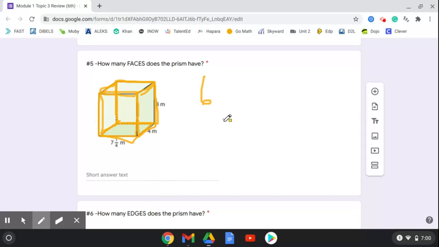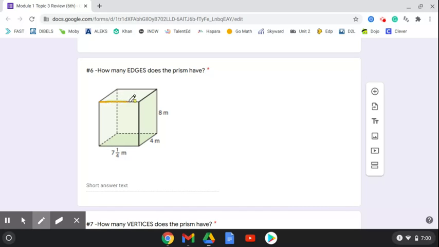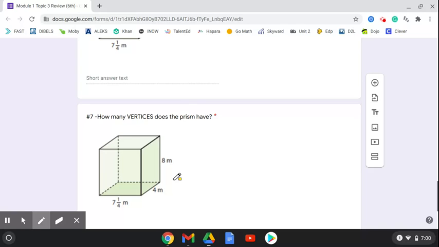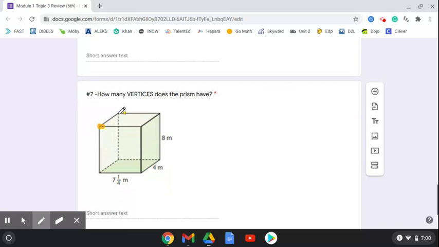Edges, remember, are where the faces connect. So we have 1 edge, 2 edge, 3 edge, 4 edges. From here to here, that's 5, 6, 7, 8. Then we have 9, 10, 11, 12. All right, so there's 12 edges. This is where the faces connect. The vertices are the corners. So that's a vertex, that's a vertex, that's a vertex, and that's a vertex. So 4 vertices up top, and then 1, 2, 3, 4 on bottom. So in total, there are 8. All right, so 8 vertices in a rectangular prism.